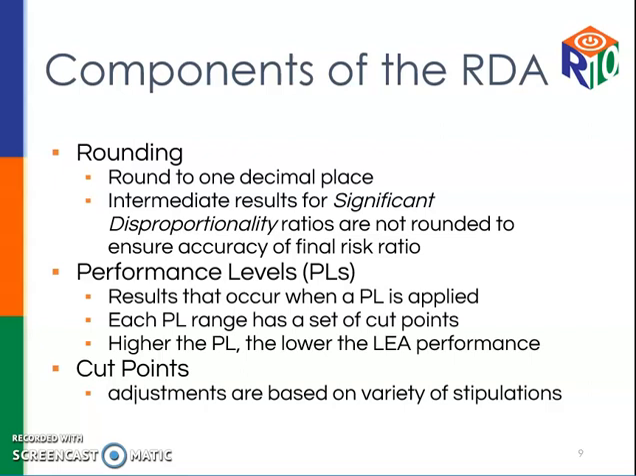Cut points. Cut points are adjusted based on a variety of stipulations. This could be a state or federal goal that has been identified, the performance of the state, expected and actual improvement over time. It could be overall impact on RDA, but the description of cut points is basically a measurement of where the district LEA stands in regards to their performance.